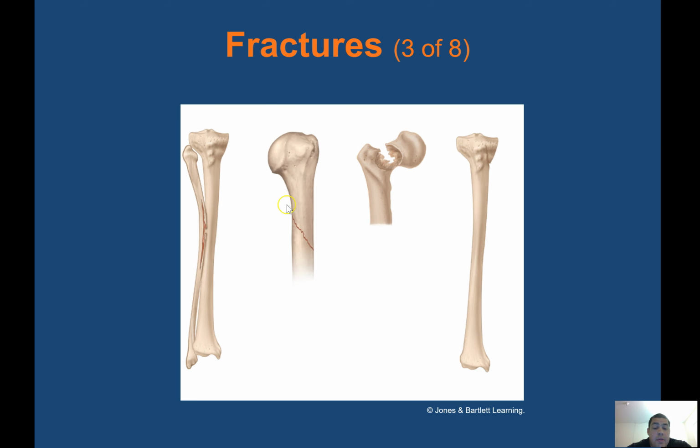And then you have different types of fractures here, for some of the people that have broken bones.